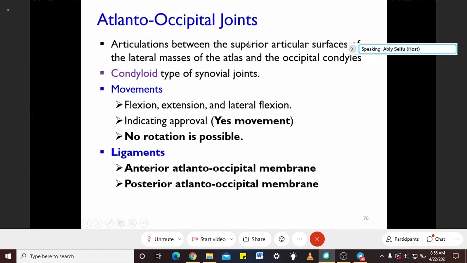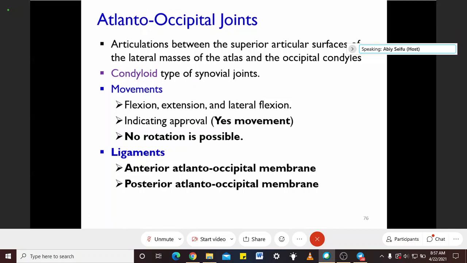Now the Atlanto-occipital joint is a condylar type of synovial joint, which allows flexion and extension and lateral flexion. This type of joint movement indicates approval of something, which is commonly called the yes movement. But in the condylar type of joint, there is no rotational movement.